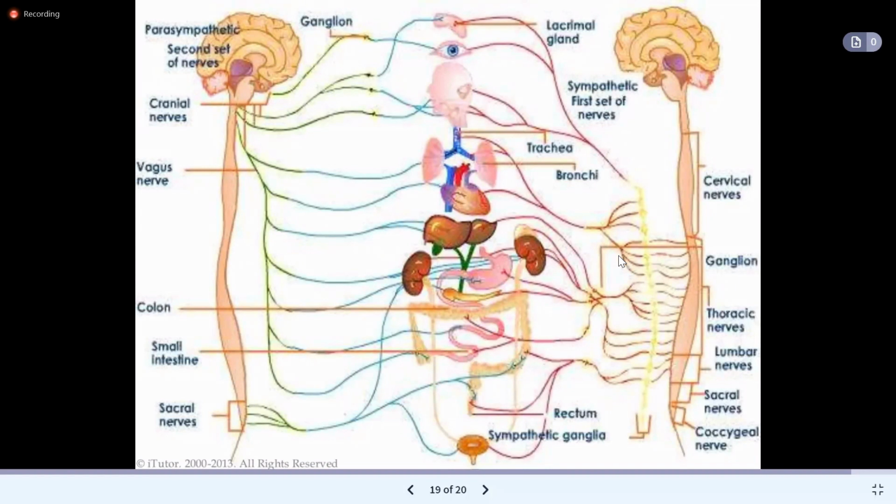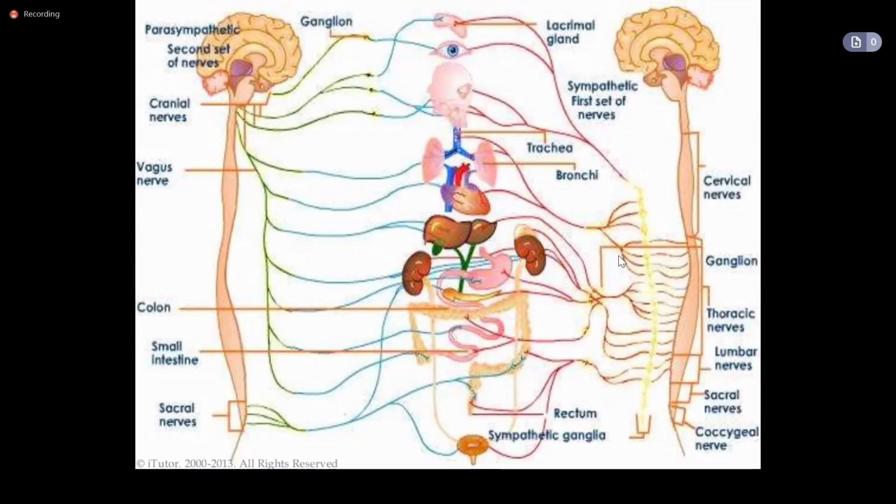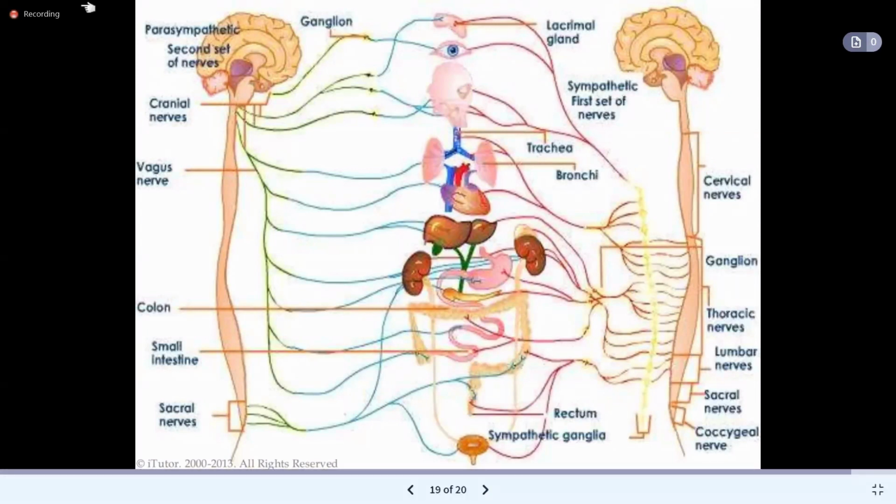These are the cervical nerves, 7, and the ganglion, and the thoracic nerves, lumbar nerves, sacral nerves, and coccygeal nerves. These are all in total 31 nerves in the spinal cord. Cervical nerves are 7 nerves, identified in the trachea, bronchi, and glands, all these.